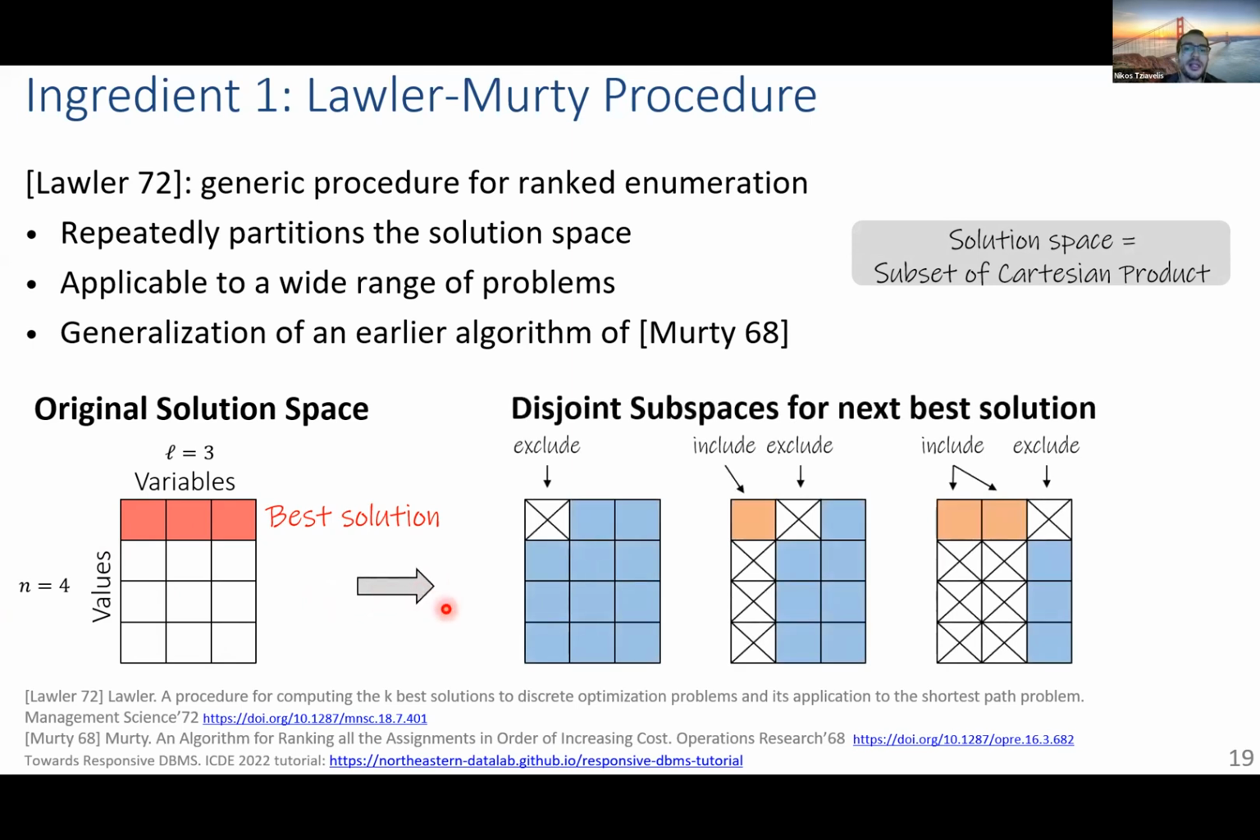To do that, it creates disjoint subspaces, that is, subspaces of the solution space that contain different solutions. And it says every subspace has some inclusion and exclusion constraints, and it says basically solve each subspace and then compare them, and that's how you find the next best one.